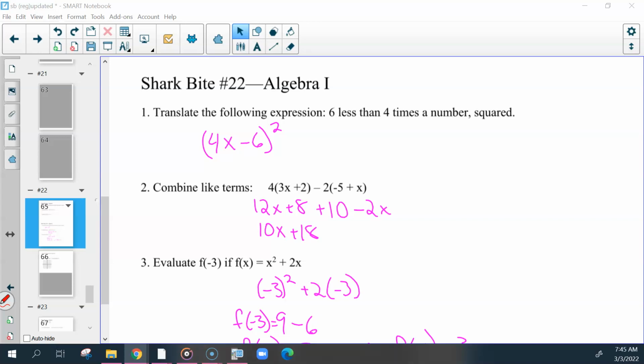The second one, we need to combine like terms. So distribute, combine your x's and your numbers. You get 10x plus 18.